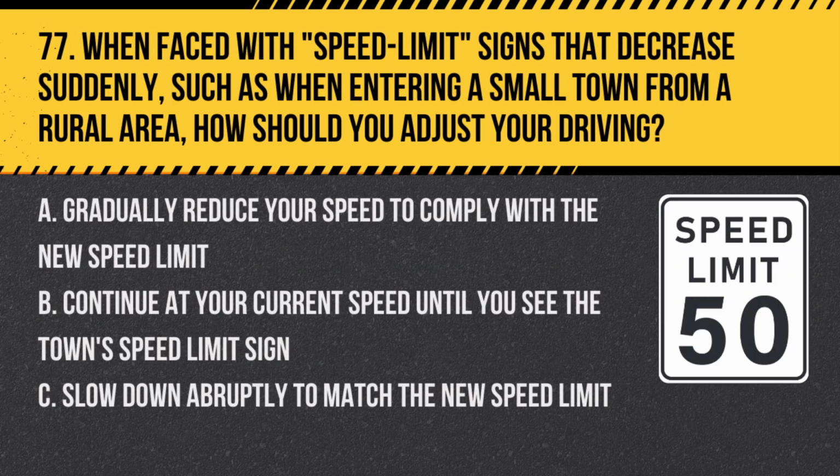Question 77. When faced with speed limit signs that decrease suddenly, such as when entering a small town from a rural area, how should you adjust your driving? A. Gradually reduce your speed to comply with the new speed limit. B. Continue at your current speed until you see the town's speed limit sign. C. Slow down abruptly to match the new speed limit.